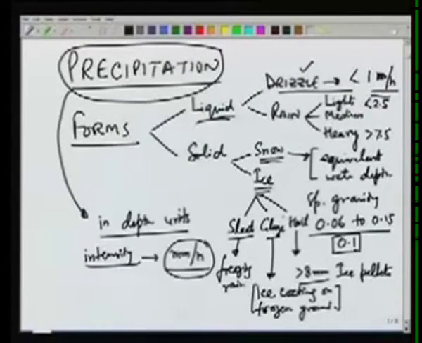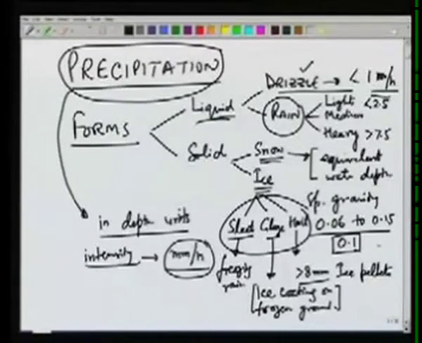So these are not very common, so we will not study them. The liquid form, which is rain, is naturally what will concern us very often. So mostly we will discuss in terms of rain. Sometimes we will talk about snow also, but we will concentrate on rain.